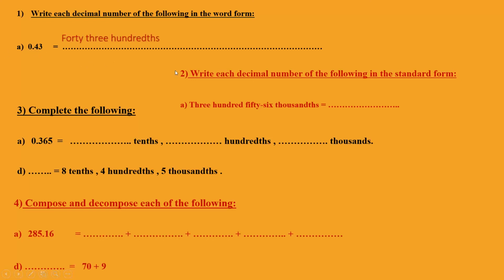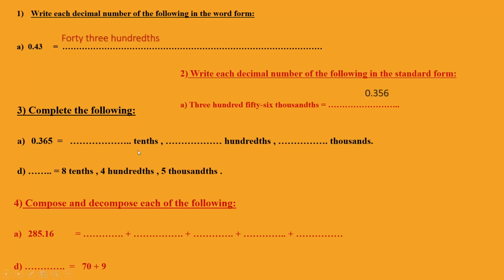Number 2, write each decimal number of the following in standard form, in digits. 356 thousandths. Okay, let's write it. The decimal point is after 3 digits: 1, 2, 3. So it will be 0.356.